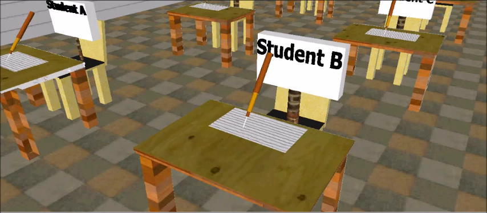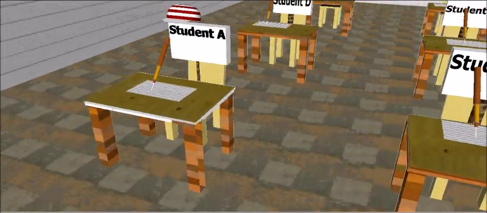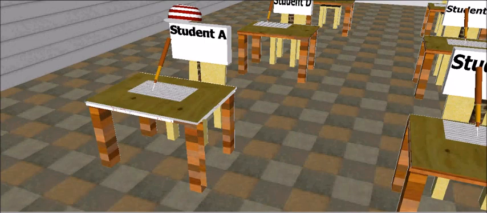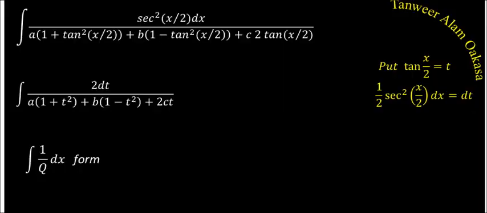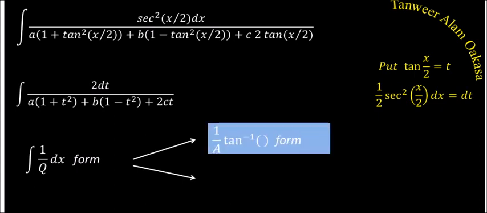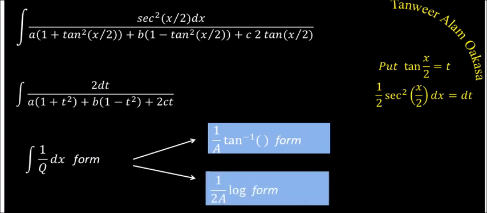Yes, student A. So 1 by q form converts either into 1 by a tan inverse or 1 by 2a log form. Yeah, that's true. So 1 by q always converts into two forms, depending on the plus or minus sign of the x square. So it converts either into 1 by a tan inverse form or 1 by 2a log form. Yeah, that's true. So this is how I'm going to do it.